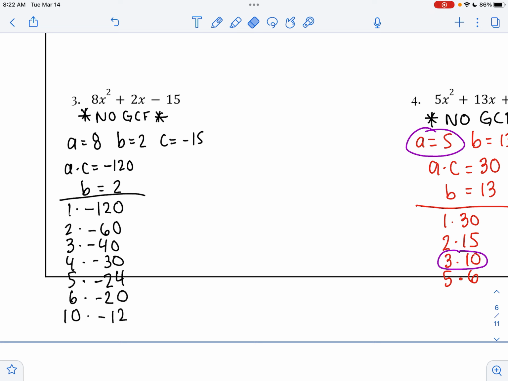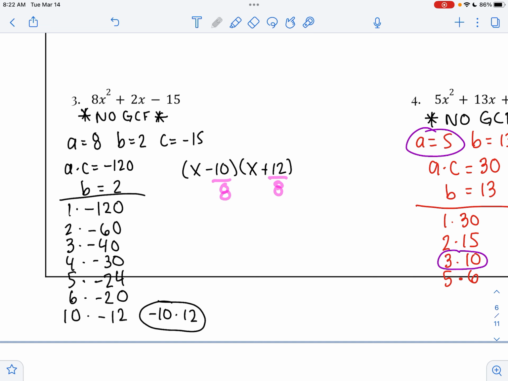So if we're going to do a positive 2, I just need to flip the signs. Negative 10 times positive 12 still gives me a negative 120 when I multiply, but negative 10 plus 12 gives me a 2 when I combine them. So that's going to be your answer: x minus 10, x plus 12. Then we're going to divide by a, which is 8. And again, we need to simplify.